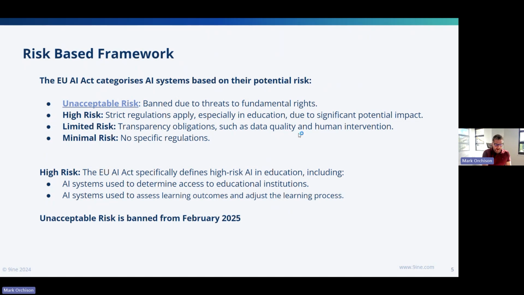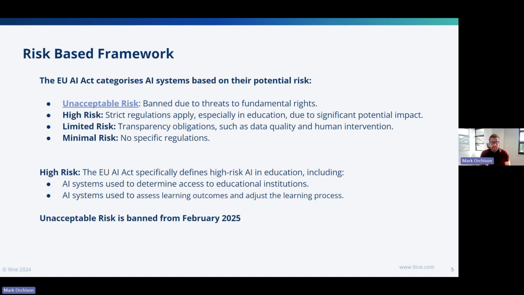And the way that they have structured their approach to AI is to identify 4 levels of risk. So you have this unacceptable risk that's basically banned from February. So from February 2025, you cannot use as a school any AI that is deemed within the unacceptable risk boundary, all the way through to AI that's deemed minimal risk. So ChatGPT is essentially a minimal risk platform.